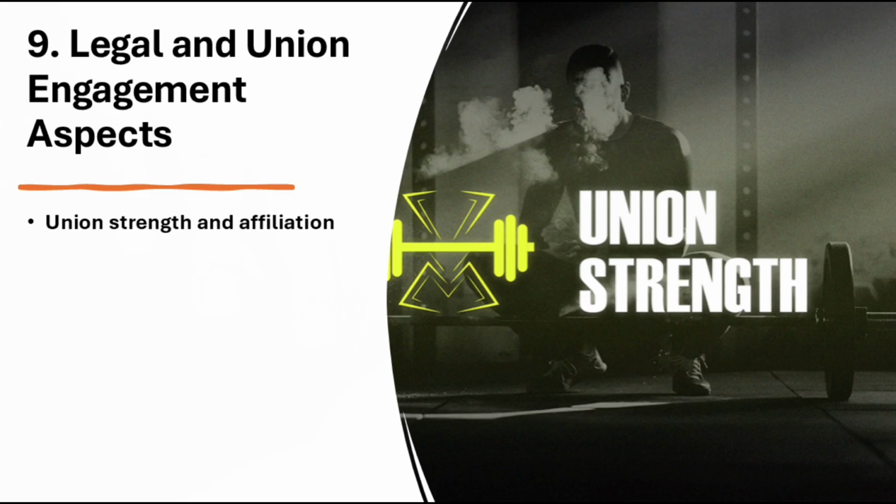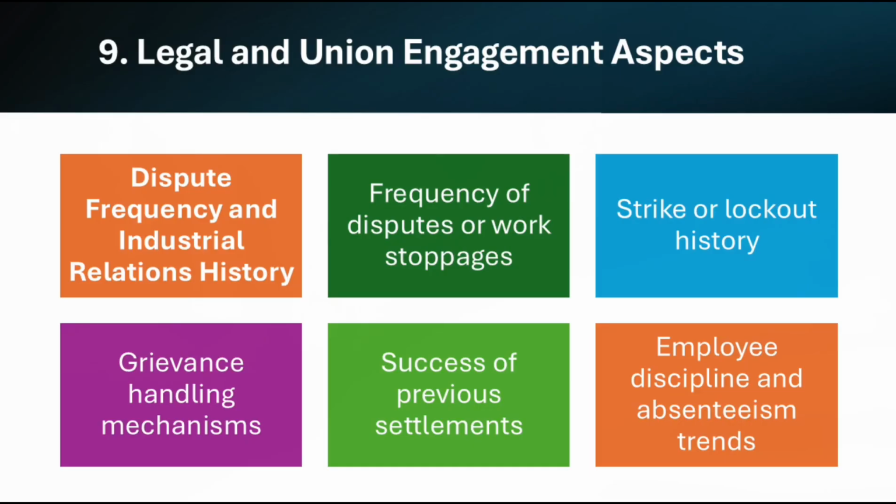Number 9, legal and union engagement aspects. Union strength and affiliation. Assess the strength, recognition status, and external affiliations of trade unions operating within the organization. Understanding whether unions are affiliated with national labor federations can help anticipate negotiation approaches, bargaining power, and the overall industrial relations climate. Dispute frequency and industrial relations history.